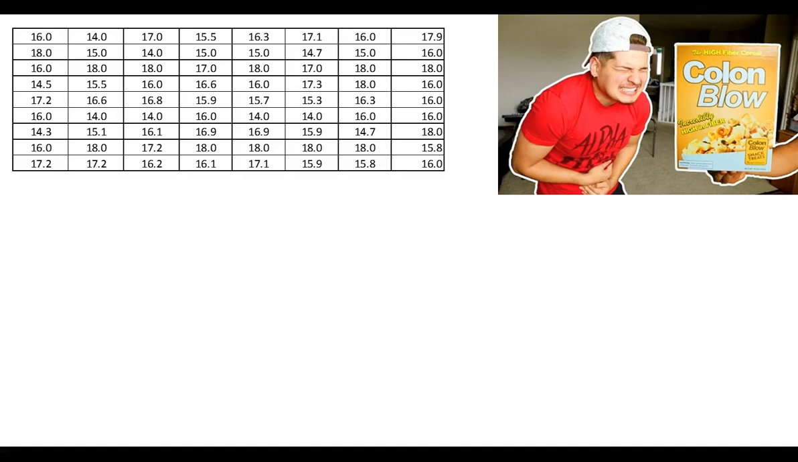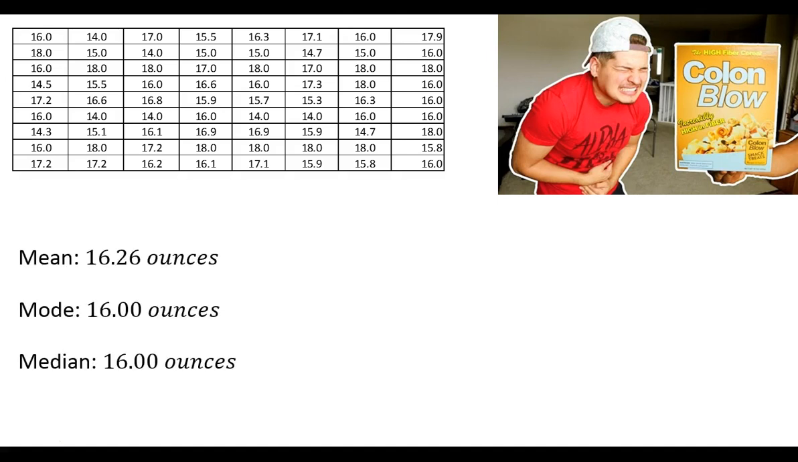So what did you do with this data? You wanted to make some sense of it, defects and all. What he found was that the mean of all these boxes was 16.26 ounces. Not too bad. That falls within the range. It's not that far off from what they're claiming, 16 ounces. The mode was 16 ounces, and the median when running this data was also 16 ounces.